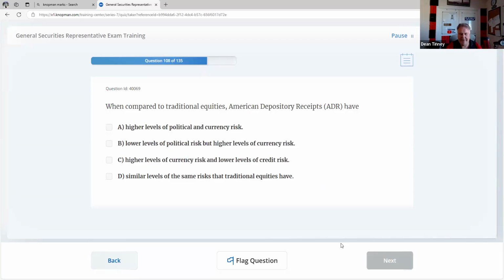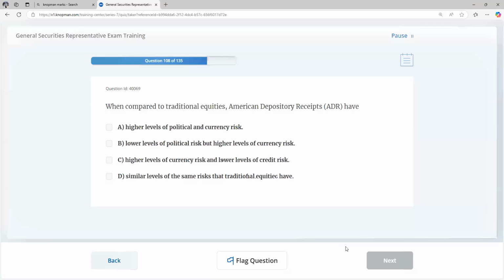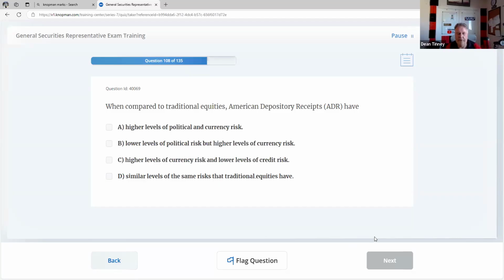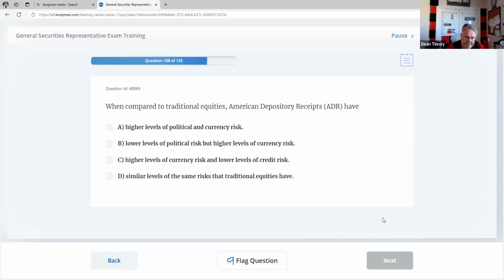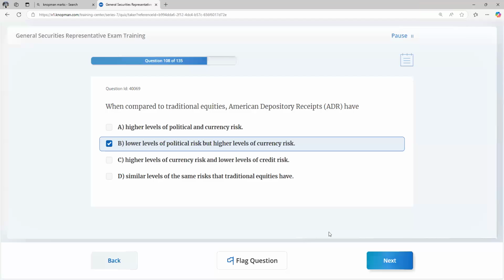When compared to traditional equities, ADRs have... I think they have a lower level of political risk, and a higher level of currency risk. I know they have currency risk. Yeah, I'm with you. So it's either A or B. But they're traded on exchanges, which means that they wouldn't have as much political risk. Is that your answer? Similar levels. I don't know if they have a high level of political risk.